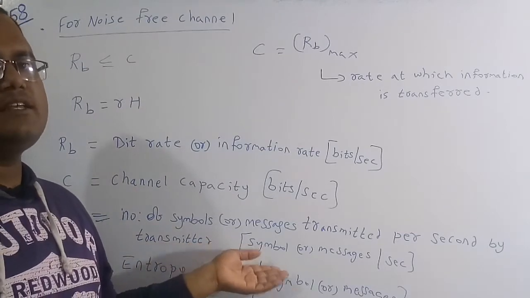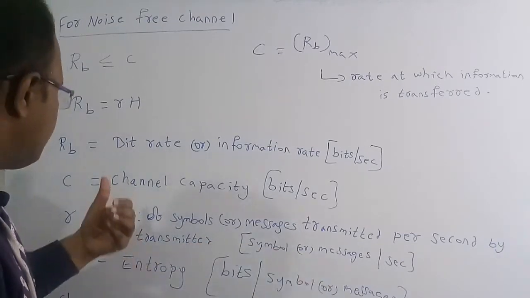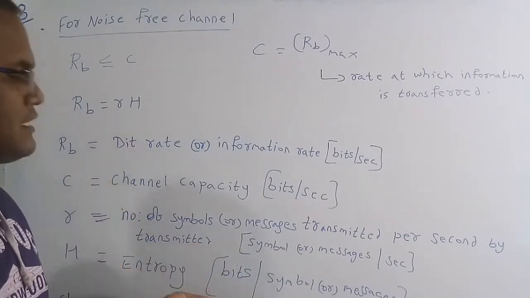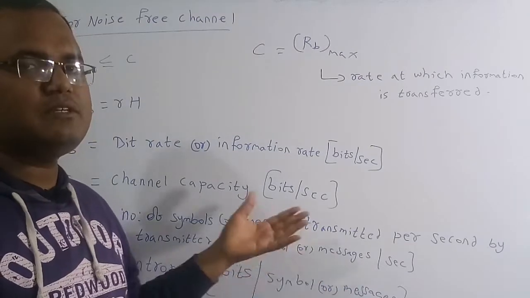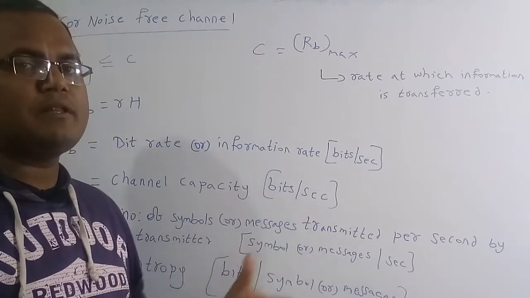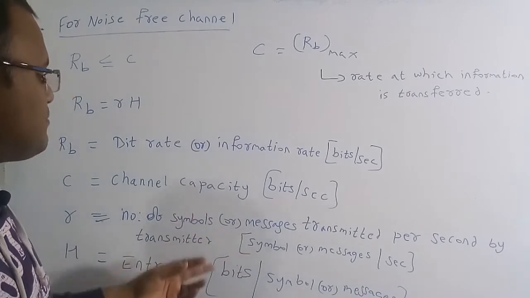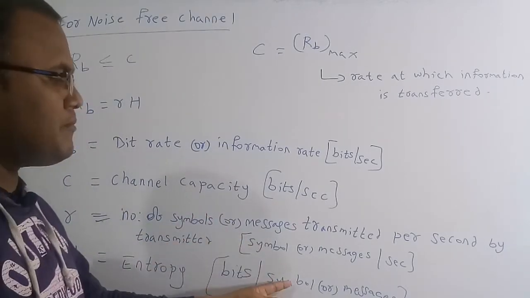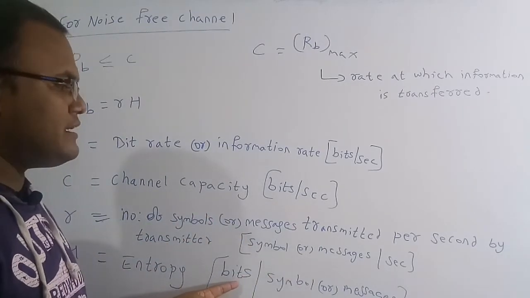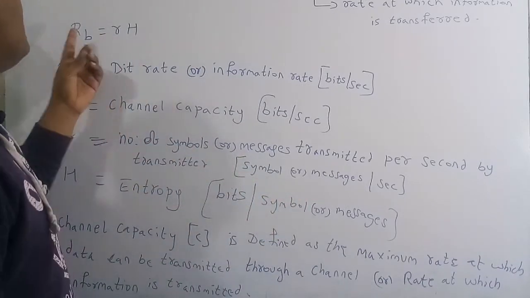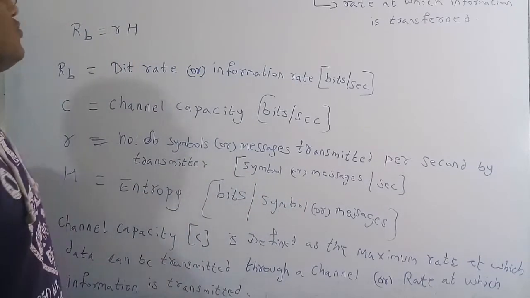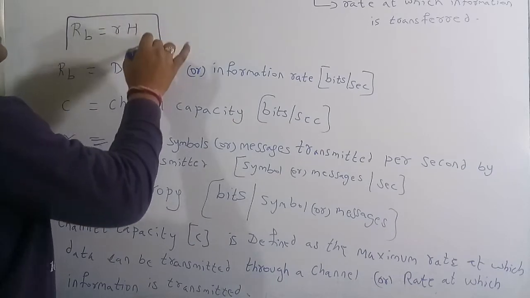Its unit is symbols or messages per second, and H is called the entropy, and its unit is bits per symbol or message, meaning for one symbol or message how many bits we are going to use. If you multiply these two, the messages or symbols cancel and we get the unit as bits per second. Therefore bits per second is called the bit rate. So this is the actual formula of the bit rate, which is R into H.